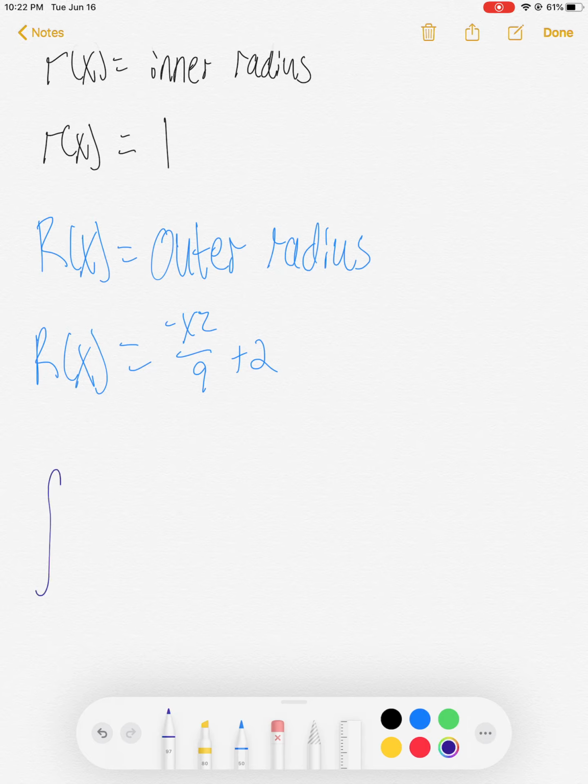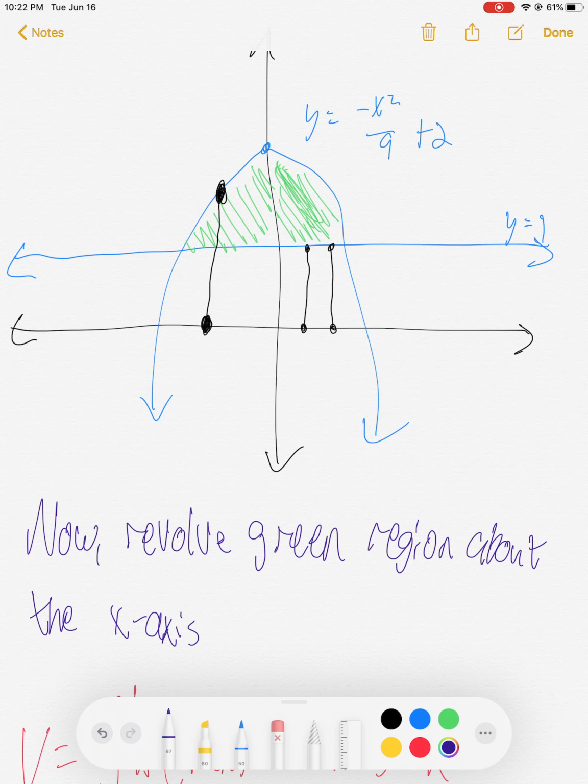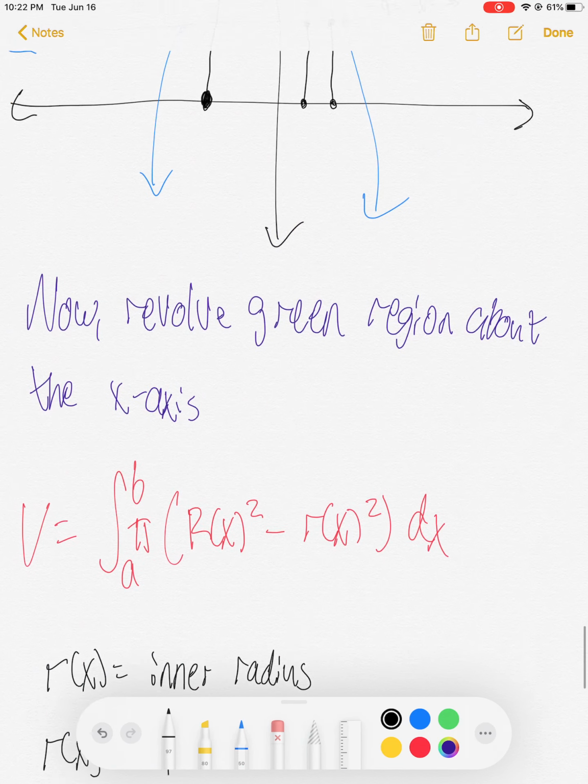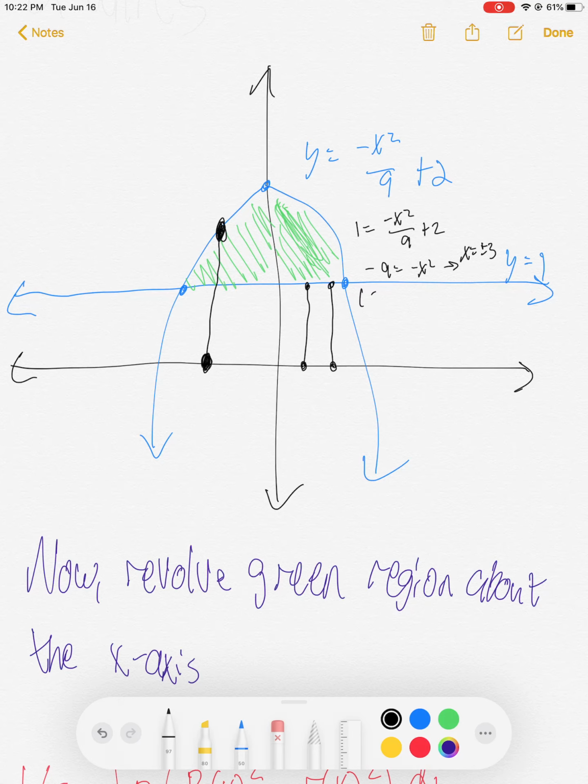So now let's go to our integral. I have the volume equals, well, let's figure out what a and b are. A and b are going to be the x values of these two intersection points. Well, I know at both of these that y is equal to 1. So what I can do is say, 1 equals negative x squared over 9 plus 2. And this turns out to be negative 9 equals negative x squared, which means that x equals plus or minus 3. If I went through that algebra a little quickly, I apologize. You can take a minute and check me if you need to. So x equals plus or minus 3, which means that this intersection point is given by 3, 1, and this intersection point is minus 3, 1.